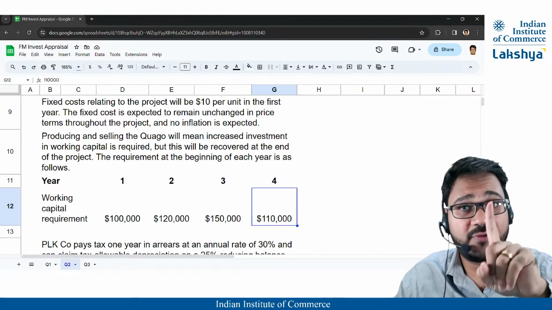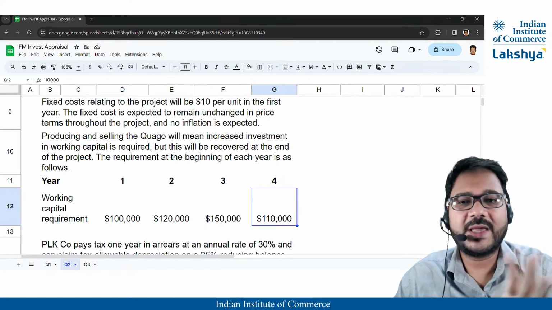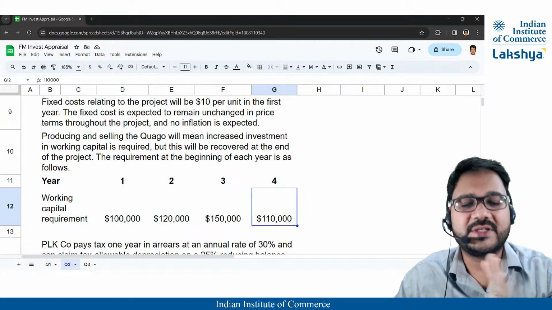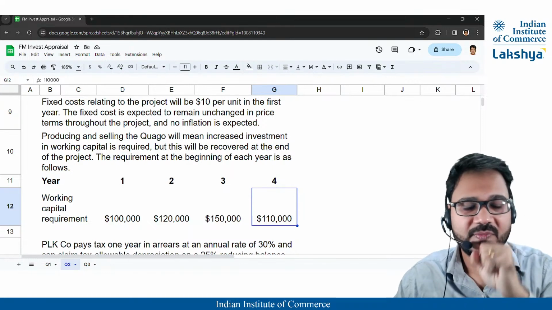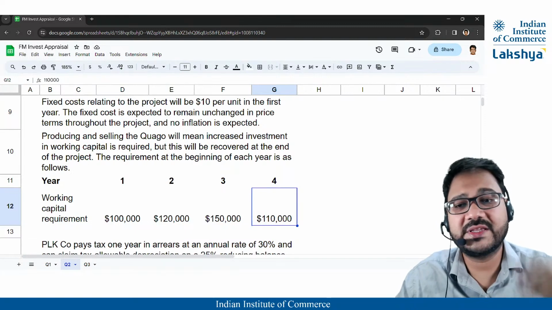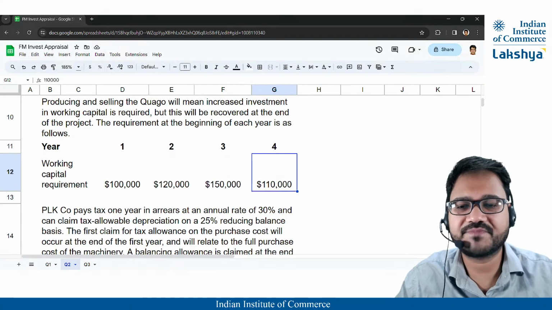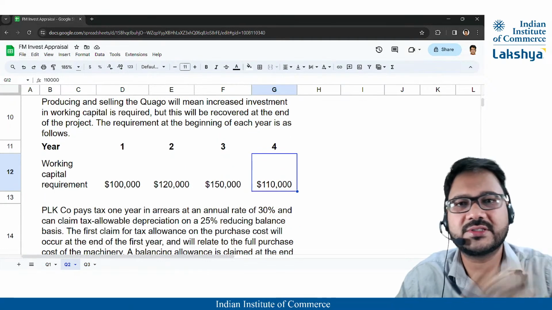And then always remember, this is a common mistake. In year 5, working capital will get completely released. So we'll get this 110,000 of inflow in year 5. Whether it's written or not written, you should always write it. And you can write, we assume that working capital gets released in year 5.